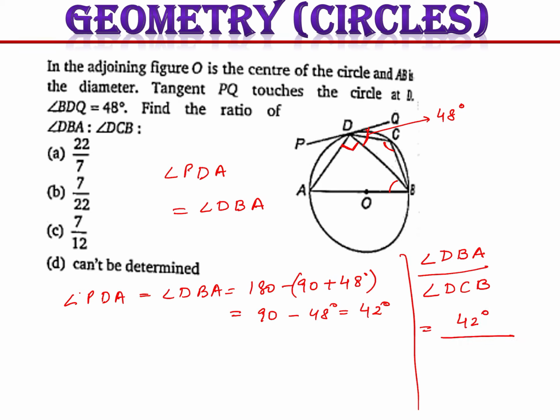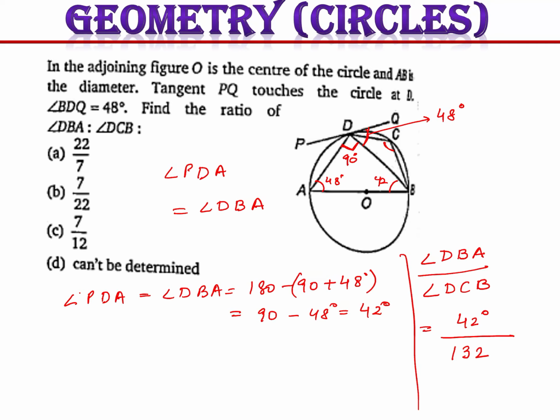Now my next step is to find the angle DCB. Now see, this is 90 degrees. This is 42 degrees. So the other angle will be of measure 48. Right? Which means I can apply cyclic quadrilateral. I can say ABCD is a cyclic quadrilateral in which I can easily find angle DCB. Angle DCB will be equal to 180 degrees minus 48 degrees, and that will be equal to 132. Right? Now you have 42 and 132.